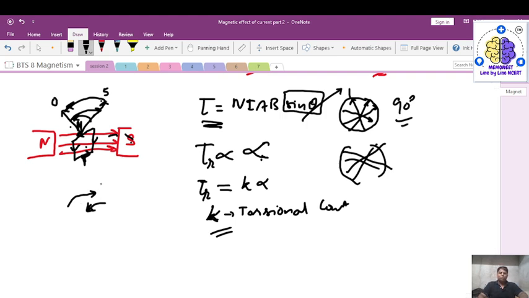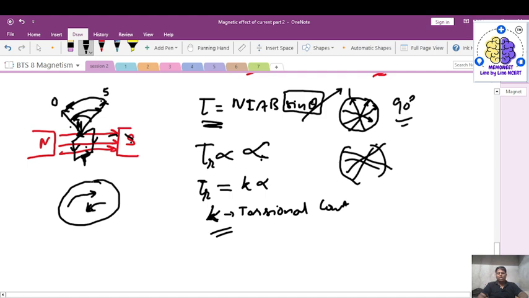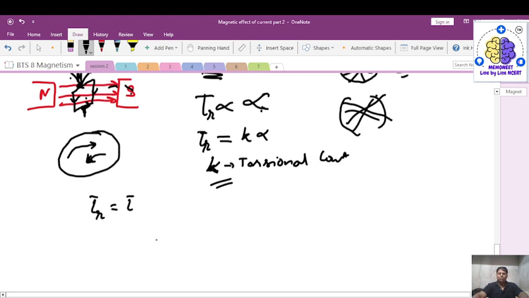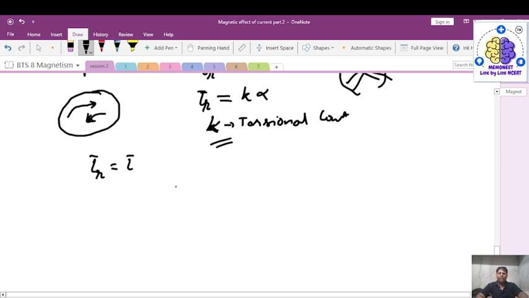Now when these two torques become equal to each other, what will happen? The needle will be in equilibrium and it will stop at a point where the reading is shown. So at equilibrium, we have tau R equals tau, right? Tau R, that is the restoring torque, is equal to the torque experienced by the coil because of the current flowing in. So we can write K alpha is equal to I B N A. So from here we get K is equal to I B N A upon alpha, right?